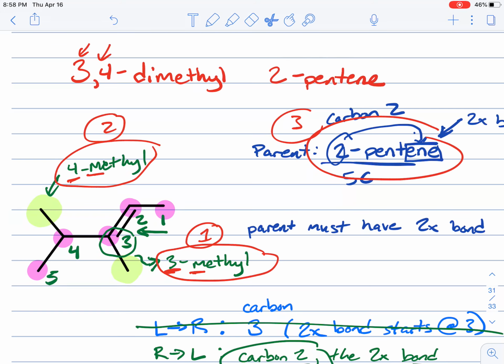And so now I'm going to go ahead and scoot this over. And if you look, I'm going from a letter to a number, so I need a dash. And so here in this case, I have 3,4-dimethyl-2-pentene. Once again, this 2 is representing where that double bond is found. It's found on the second carbon of our structure. Okay.